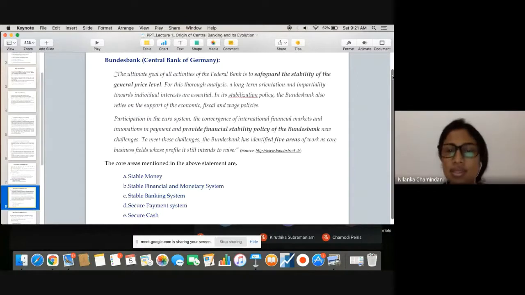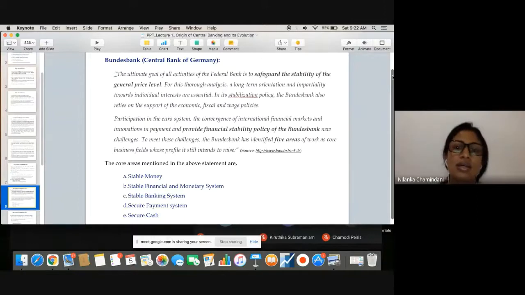Do you think that it is going to be a good policy? No, because why? The central bank, from one side, is going to control the money supply, but the government is going to increase the supply of money. Sometimes it can happen. That's why this sentence says that in its stabilization policy, the bank also relies on the support of economic, fiscal and wage policy.